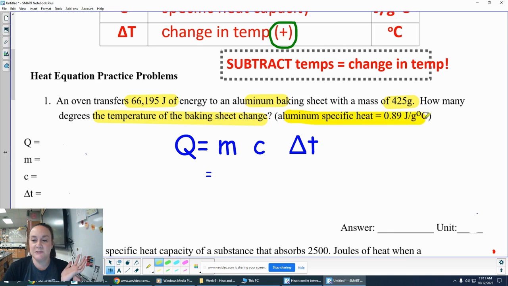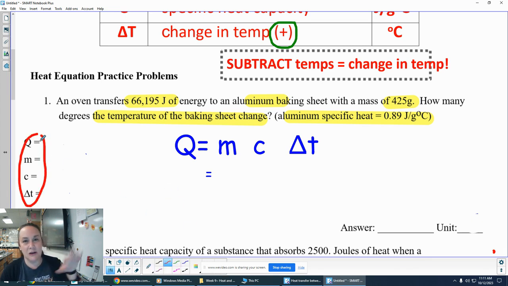And aluminum's specific heat capacity is 0.89 joules per gram degree Celsius. So the first thing I like to go through is I like to see if we can identify all of the variables. So I put these over here as kind of like a training wheel if you want to use them. I don't know that you need to, but if I see joules, 66,195, I know that's a Q. It is aluminum, so I need a specific heat capacity for aluminum, so that is C.